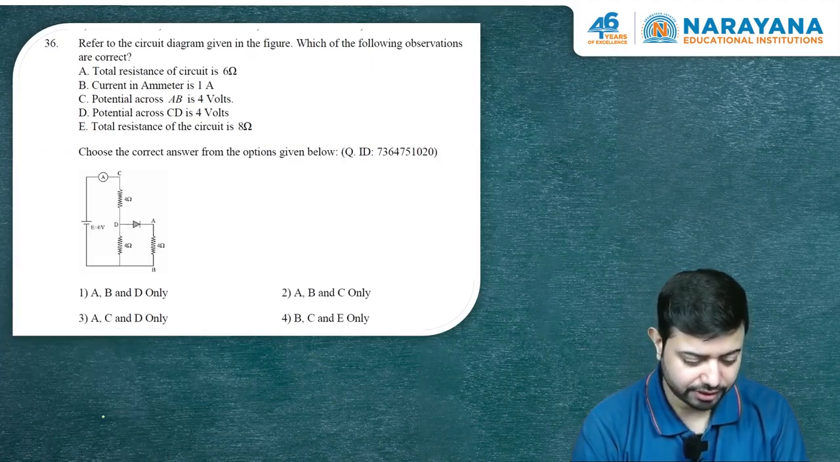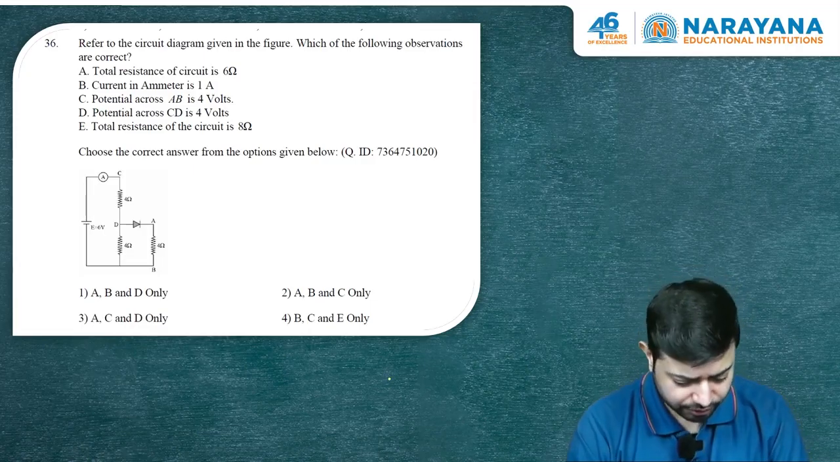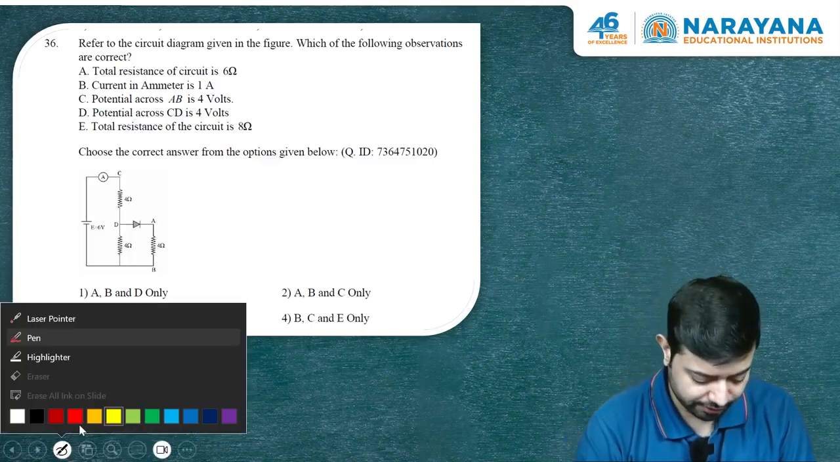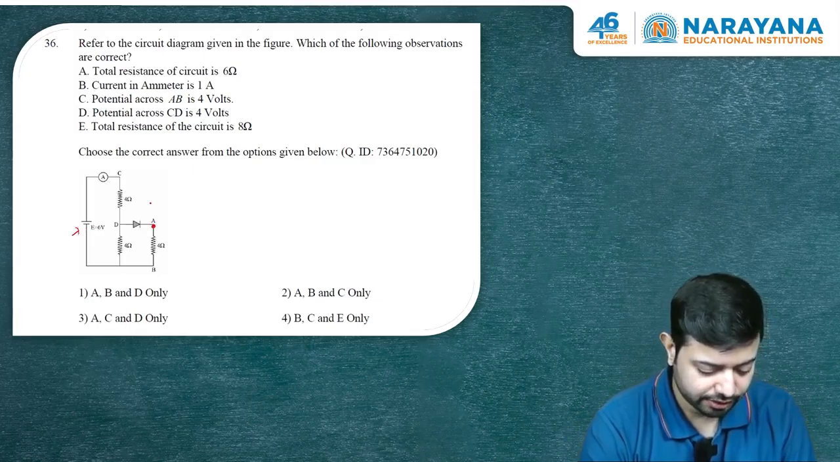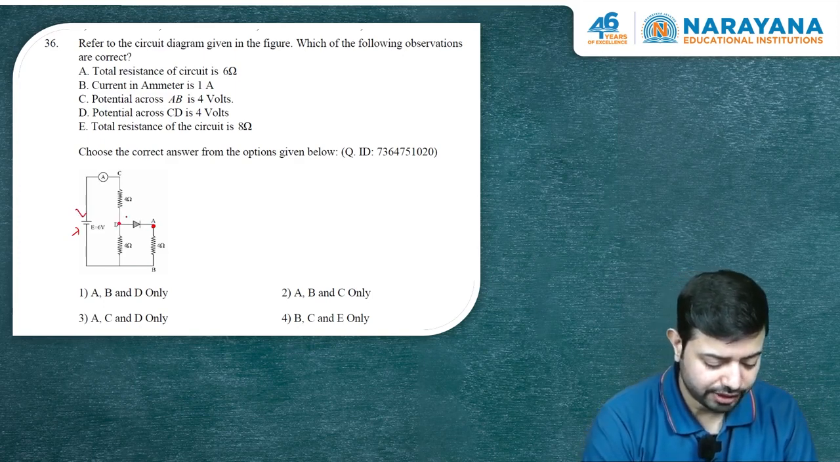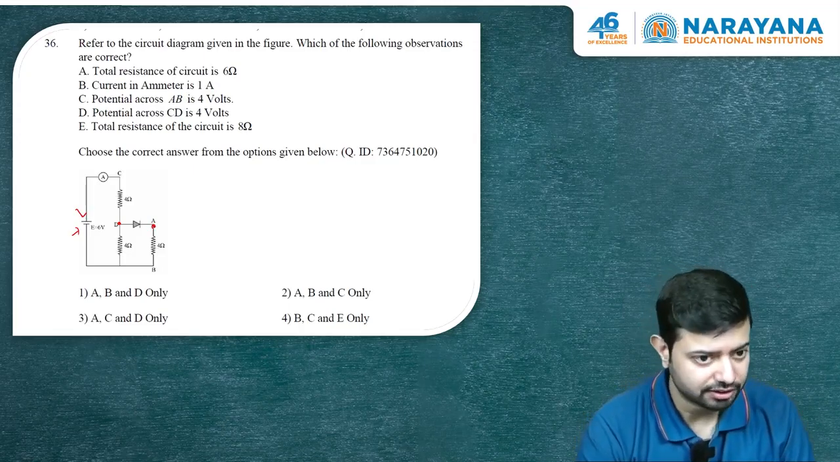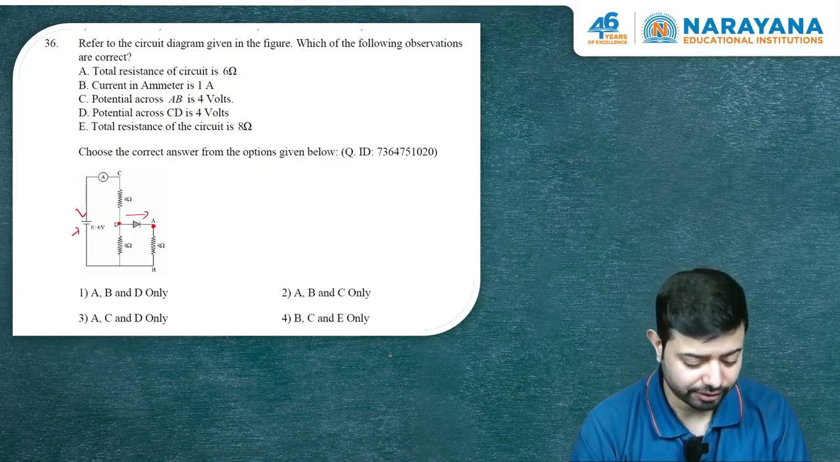Okay, have a look at it. Refer to the circuit diagram given in the figure. Which of the following observations are correct? Total resistance of the circuit. We will do it one by one. As you see, the diode is going to be forward biased here. Why? Because this side, point A, is connected to the negative terminal of the battery, but point D is closer to the positive terminal of the battery. So this will be at higher potential and this will be at lower potential. So it is going to be forward bias, and there will be forward bias current here.